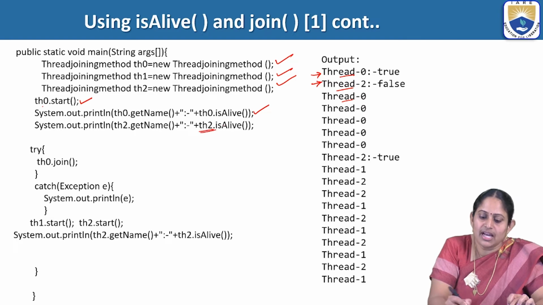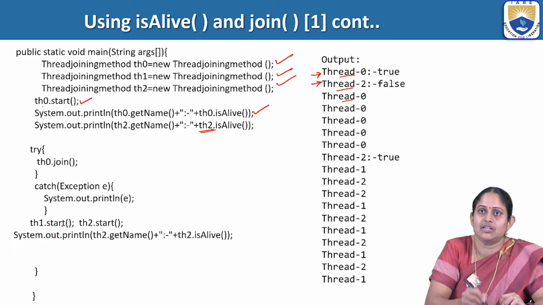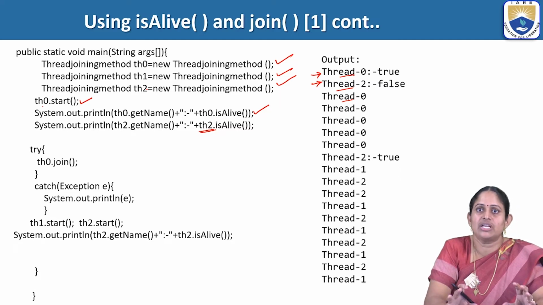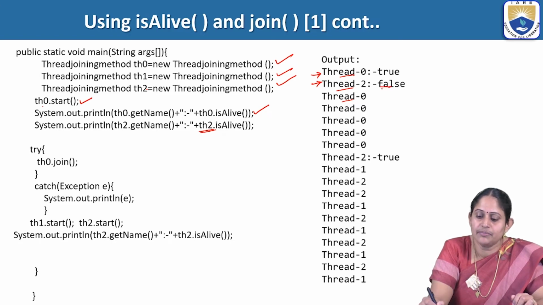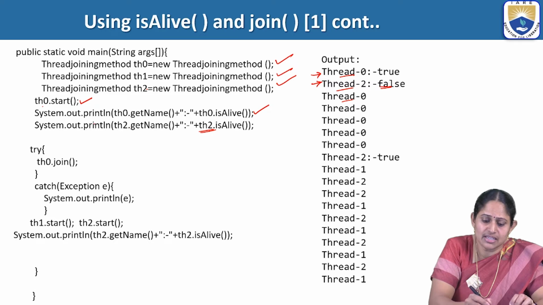Here we have created a thread, but we didn't call the start method on TH2. So TH2 has not started its execution, so it will not be alive. So at this point, TH2 will return false.